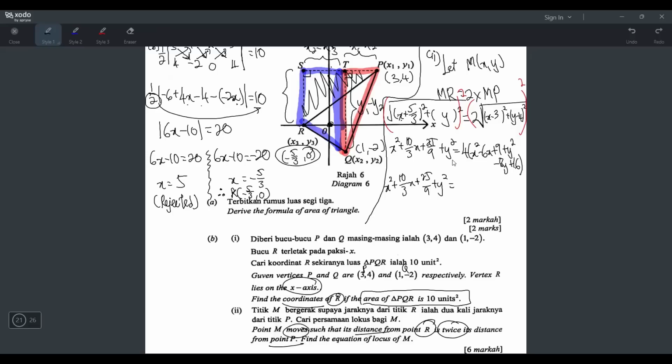Multiplication and division first, then addition and subtraction. Wait, why did I speak Chinese? Sorry. I suddenly spoke in Chinese just now.